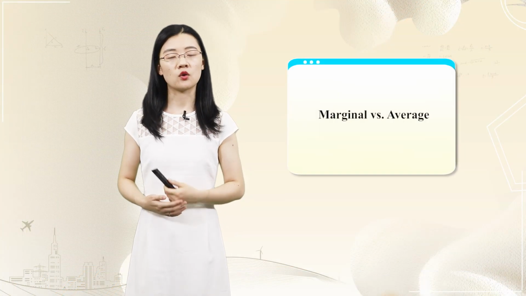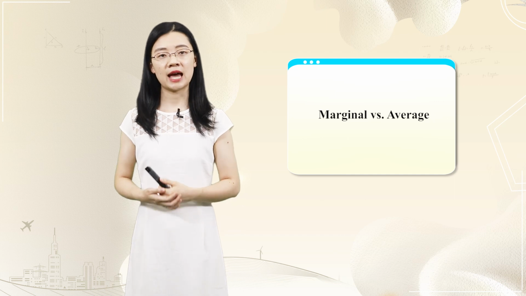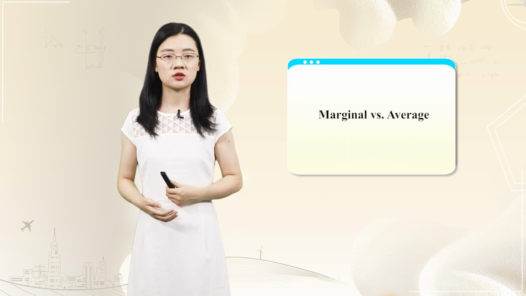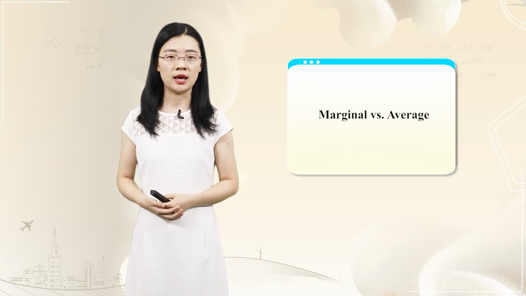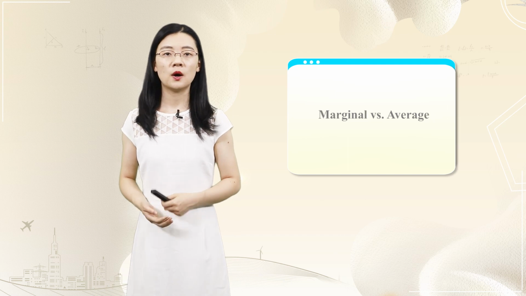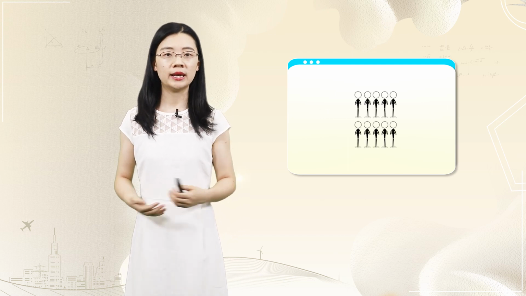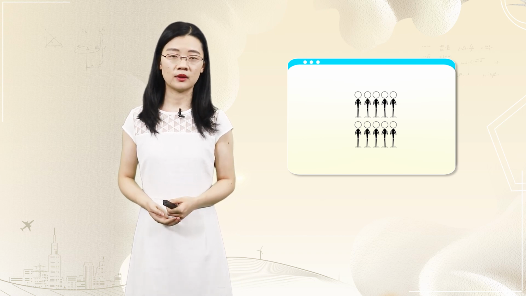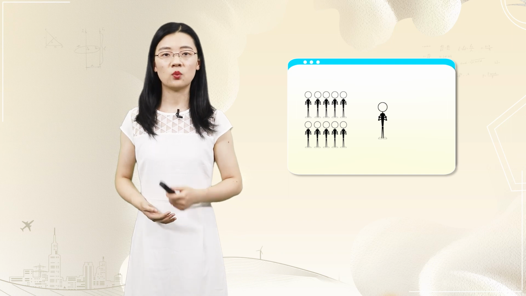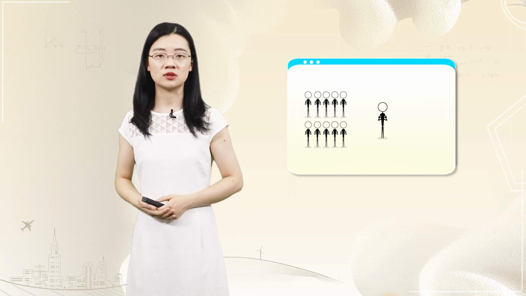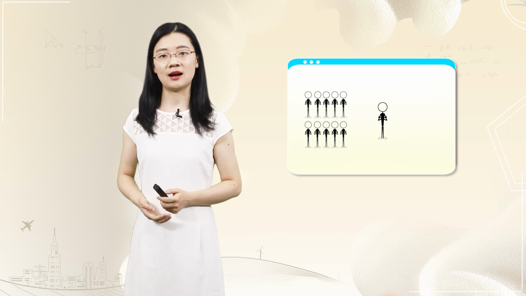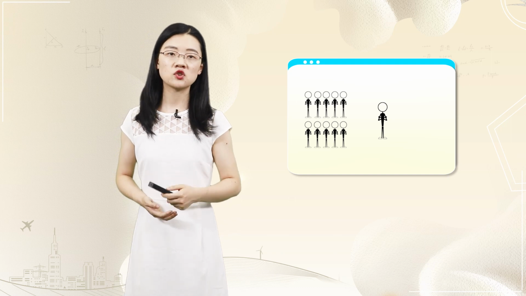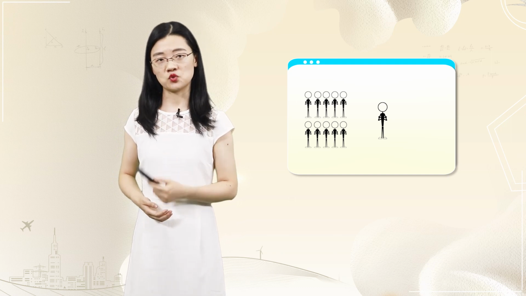Why is there such a correlation between marginal cost and average cost? We might as well use an example to illustrate the relationship between margin and average. Suppose there are 10 children weighing their weights. Their average weight is 30 kilograms. If we have another child with a weight of 40 kilograms adding to the group, her weight exceeds the average weight of the original 10 children. That is, the marginal weight is greater than the average weight.